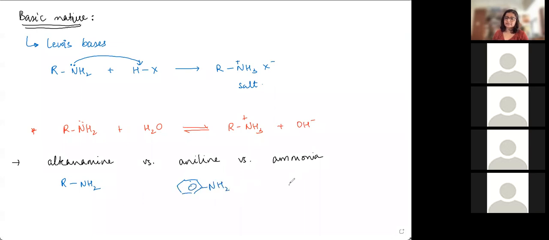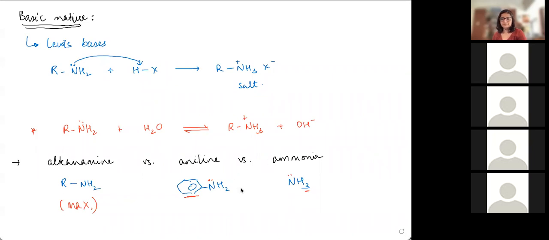Ma'am, here the more number of R groups, the more basic the compound, right? So alkylamine should be most basic, and then we'll have aniline and then ammonia maybe, or the other way around. Because we compare benzene ring versus hydrogen. So how is a benzene ring going to affect the basicity, the ability to donate the pair of electrons, versus just having plain hydrogen?